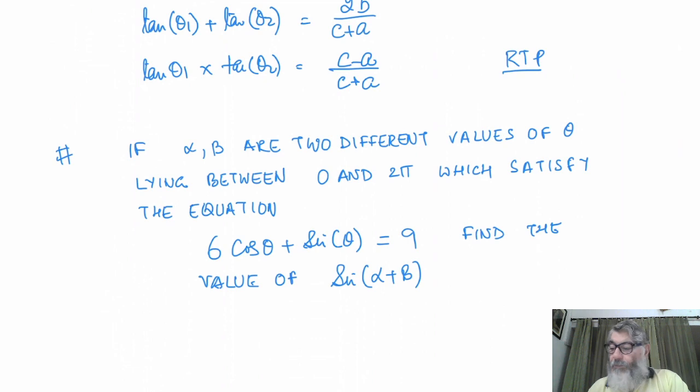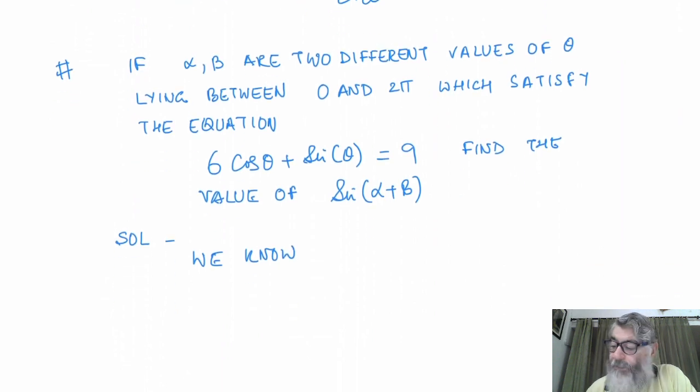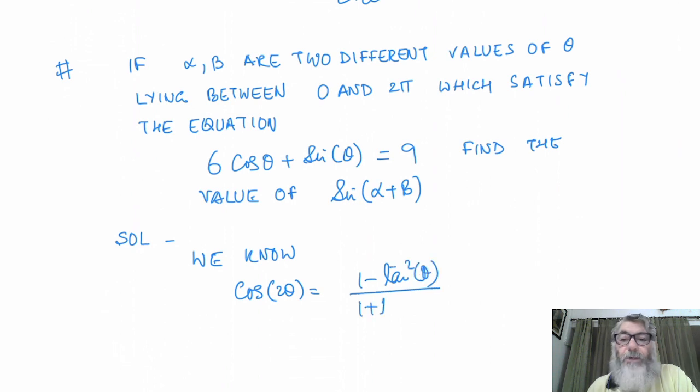In this question also, solution, we know, just now we have done. I'm not going to derive the whole formula again. I'll just show you. Cos 2 theta was equal to 1 minus tan square theta upon 1 plus tan square theta.